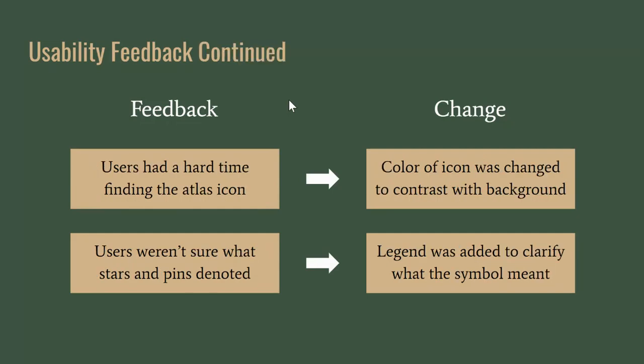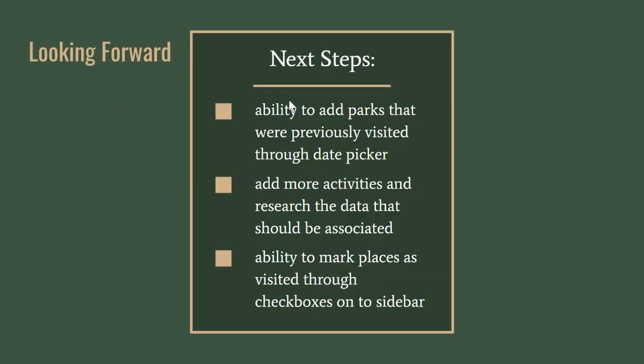Some other things we heard were that users had a hard time finding the atlas icon, so what we did was change the color of the icon to contrast with the green background. We also heard that the users weren't sure what the stars and pins denoted, and we added a legend to clarify this.